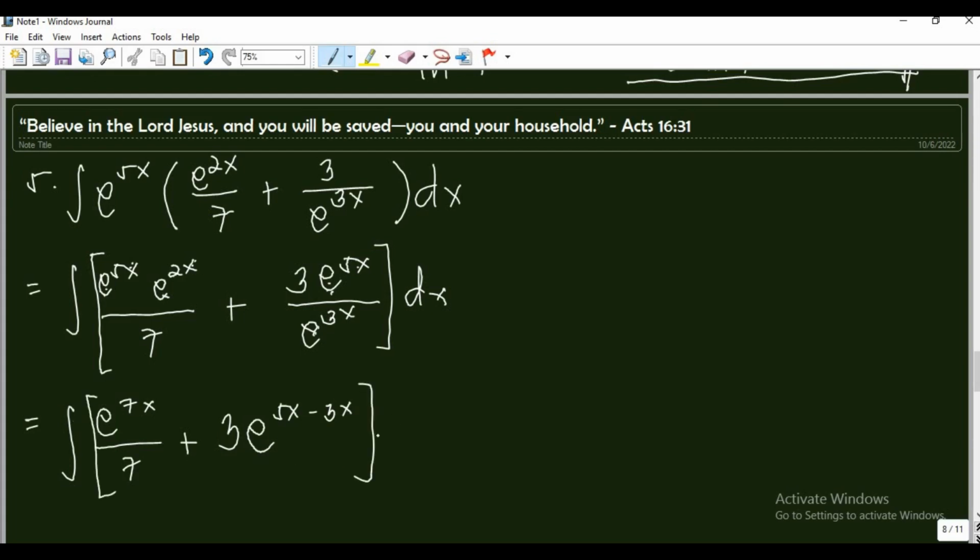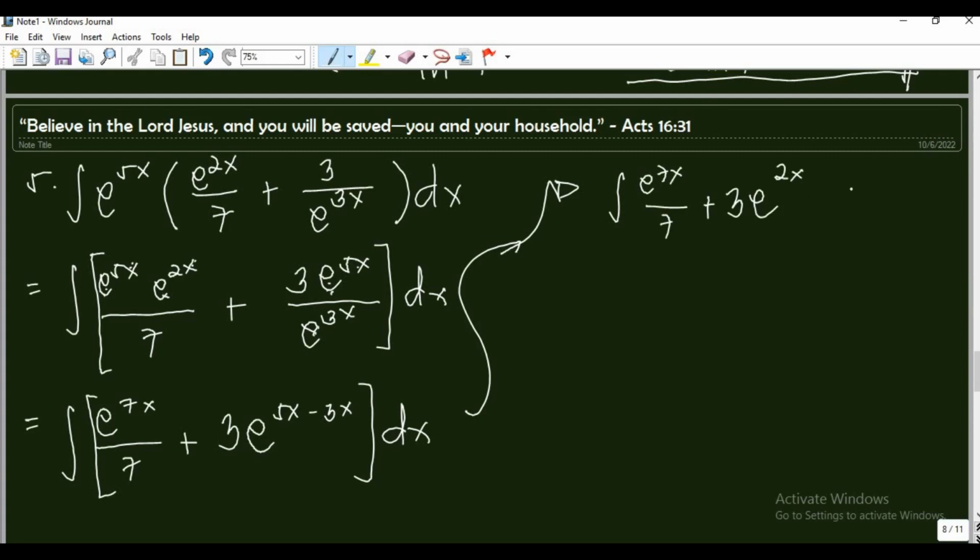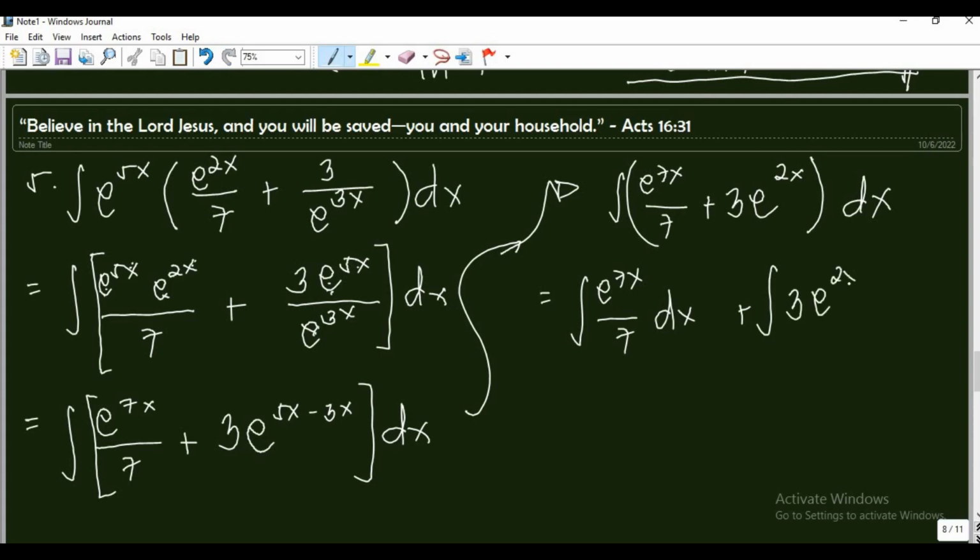Again, this whole yung nasa loob ng bracket natin is to be multiplied by dx. Again, I'm going to simplify this. Magiging integral of e raised to 7x over 7 plus 3e. 5x minus 3x is 2x. Then, lahat po yan ay multiply sa dx. Again, rule natin sa associative property, we can rewrite this as the integral of e raised to 7x over 7 dx plus the integral of 3 times e raised to 2x dx. Diba? Mas simple na siyang tingnan.